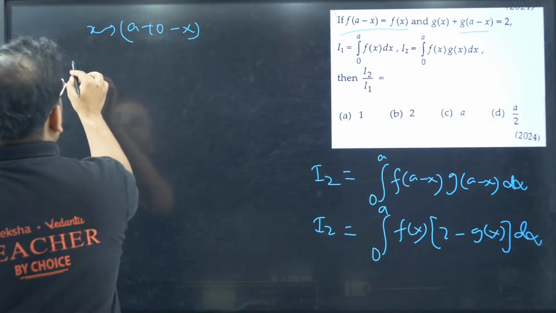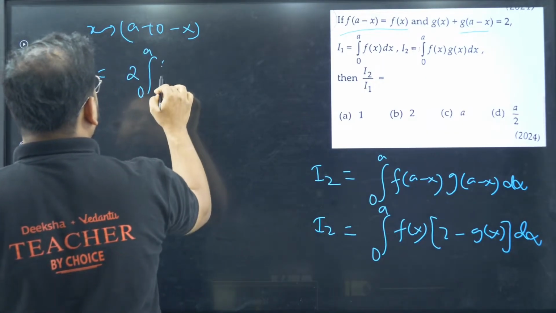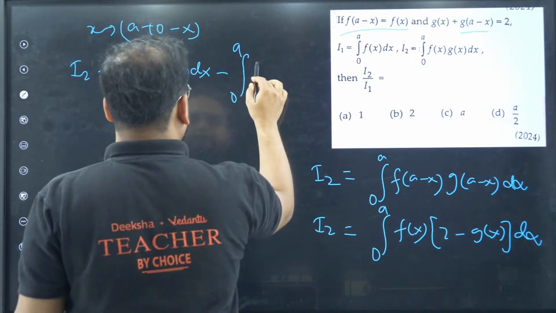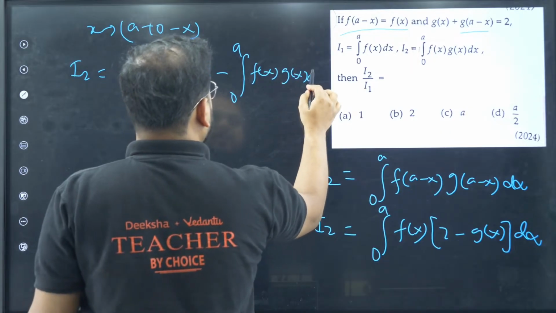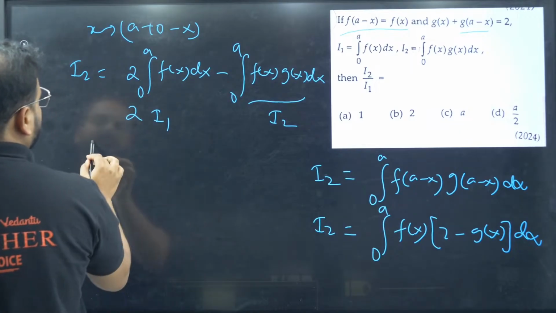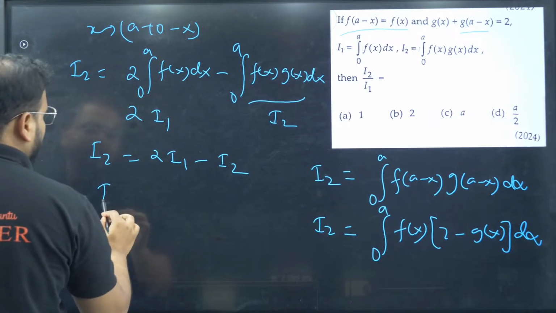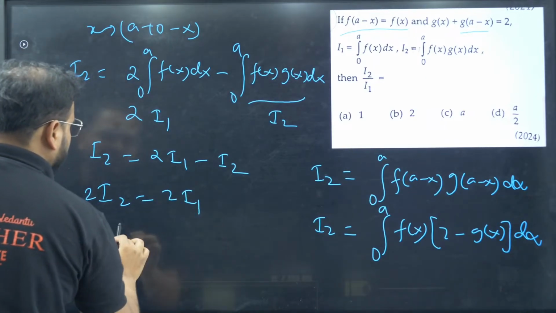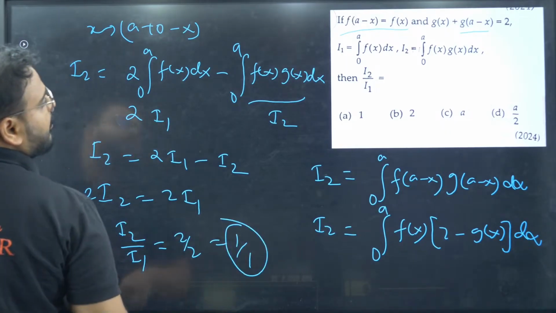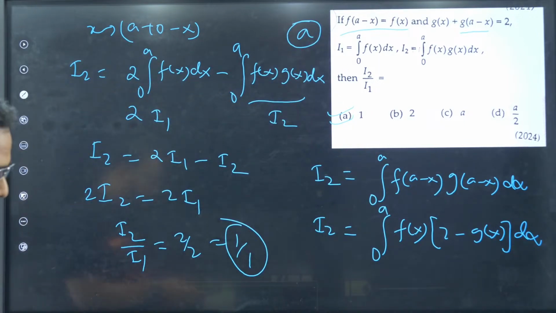We can do the expansion over here. I have I2 as twice the integral from 0 to a of f of x dx, minus, and over here again I get the integral of f of x g of x dx. This value is nothing but I2, and this value is nothing but 2I1. So I'm getting I2 equals 2I1 minus I2. Move to this side: 2I2 equals 2I1. So I2 by I1 is 2 by 2, which is 1 by 1. The option is simply A. Please check, the option is simply A.